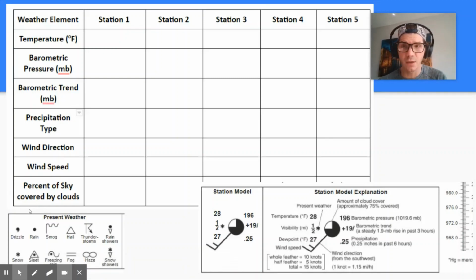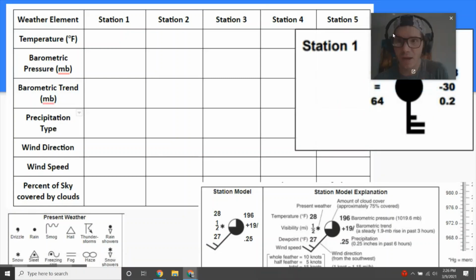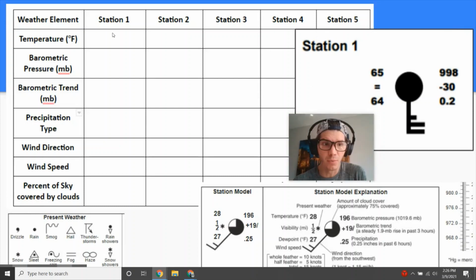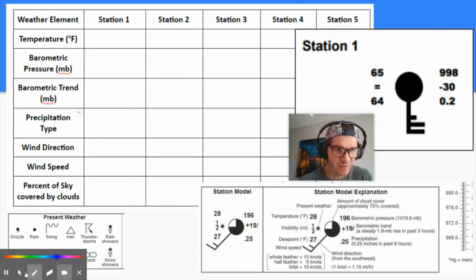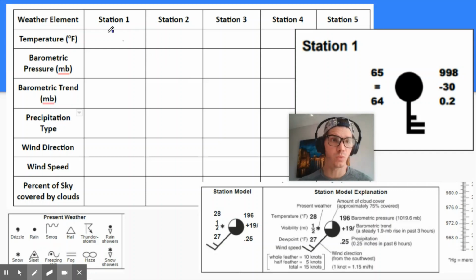Okay, so next up, we're going to take a look at a station model. So let's take a look at station number 1, and we're going to use the ESRT station model explanation to decode the information that's there and find out the present weather. So it starts off pretty easy, temperature in degrees Fahrenheit. Remember, we can find that just to the top and left of the circle. So in this case, it would be this 65, telling us that it's 65 degrees Fahrenheit at that station.